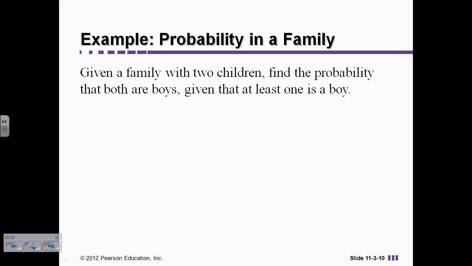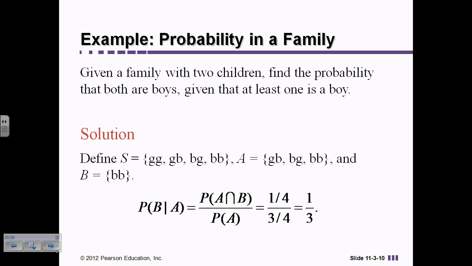All right, so here we have a family with 2 children. Find the probability that both of the children are boys, given the fact that at least one is a boy. So when we're looking at our probabilities here, all the different cases, I'm going to go ahead and show you the answers and I'll explain it. All of the different cases that I could have would be girl, girl, girl, boy, boy, girl, and then boy, boy.